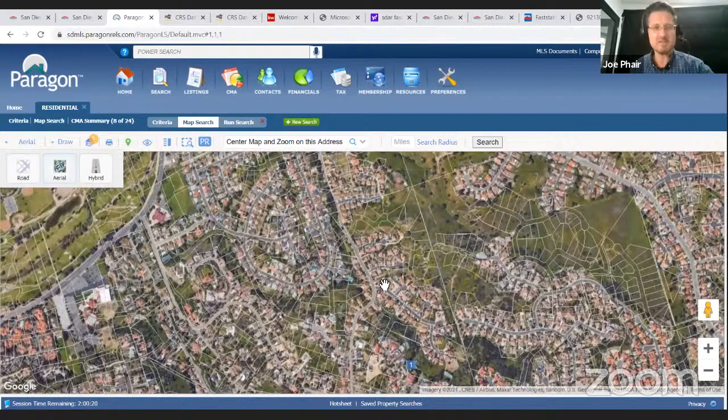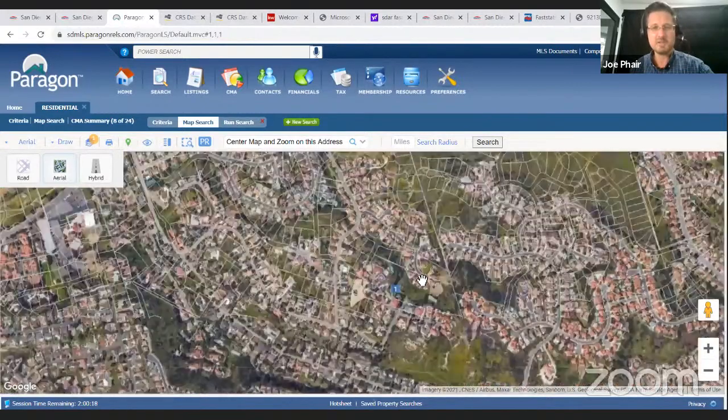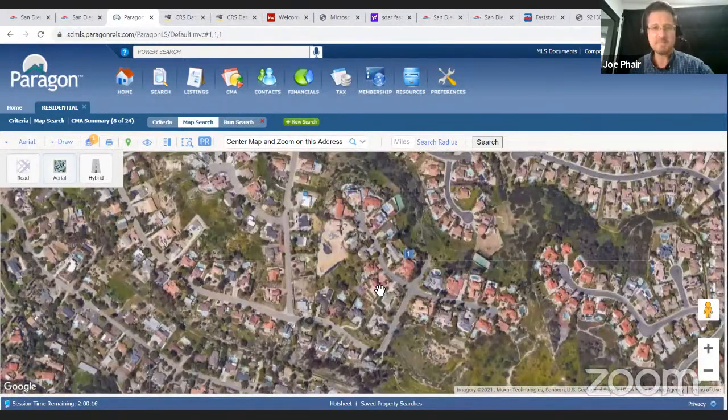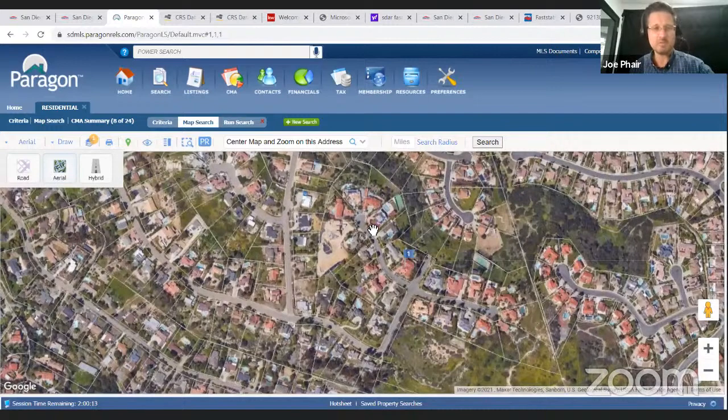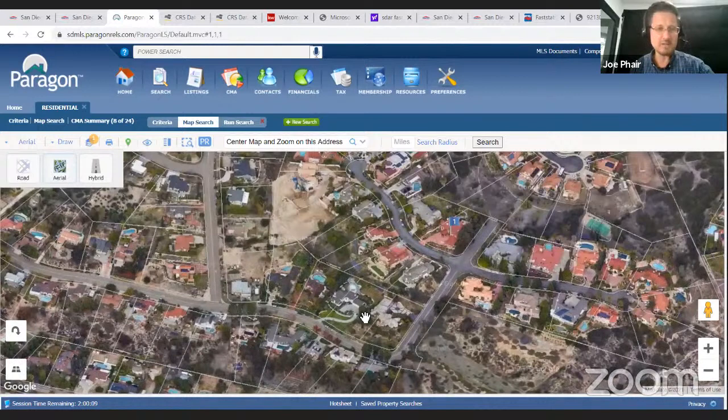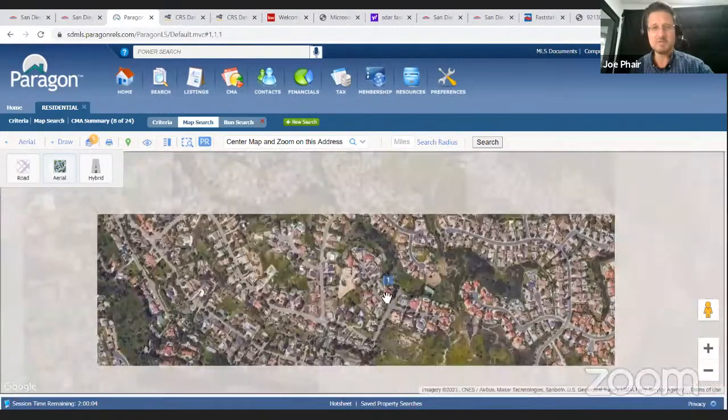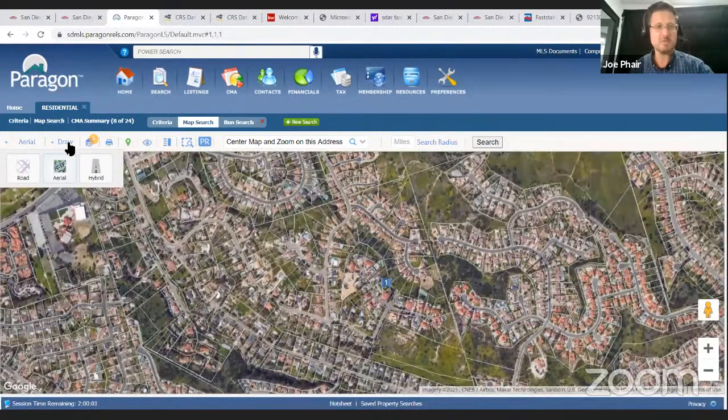Here's something to keep in mind, guys. It's always good when you're doing this to know the area, because you want to get a sense of where the boundary lines are. Where should I be ending my search in terms of the boundaries? So it's a little difficult. I'm going to just do a radius. Let's see what comes up there.